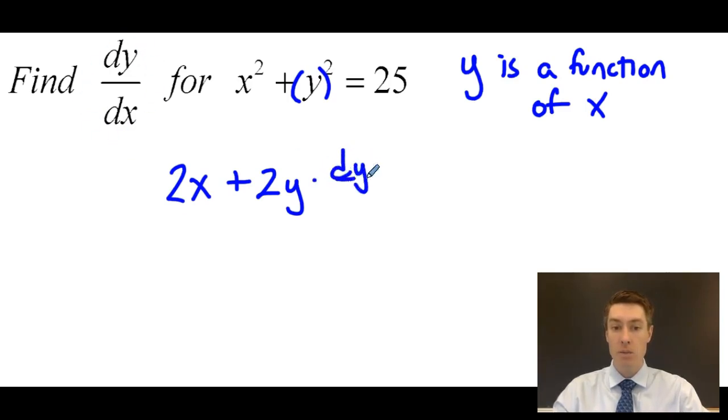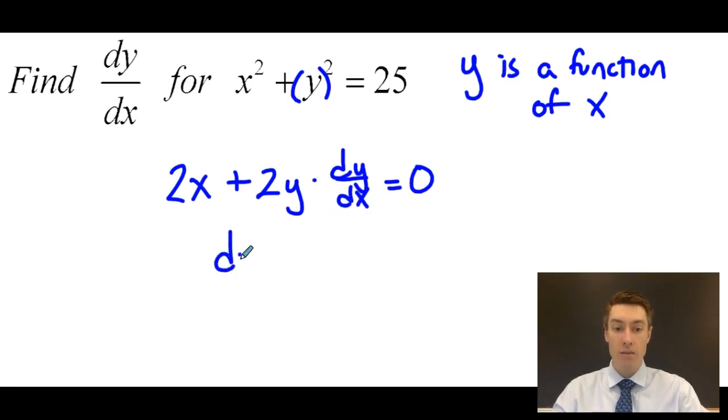So times dy/dx, and the derivative of 25 is 0. Okay, so let's run this back real quick. So y squared, the derivative of that, derivative of the outer function is 2y to the first. Then we're going to differentiate the inner function, differentiating y. But again, y is a function of x, so the derivative of y with respect to x is dy/dx. And we need this piece here because that's what we're solving for.